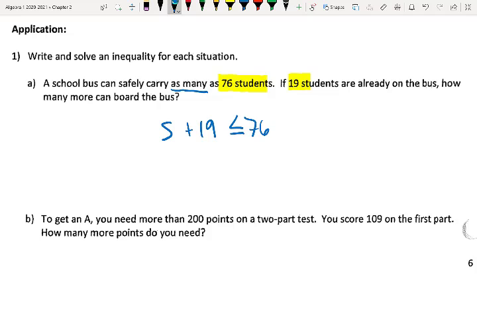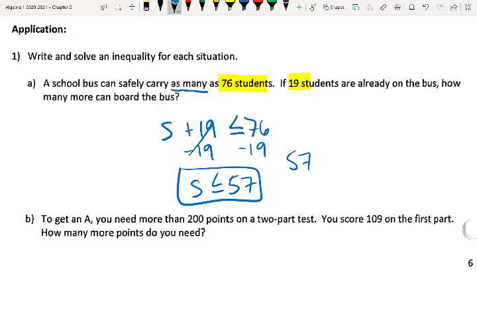Now if I go through and actually do the subtraction here, I'm going to subtract 19 from both sides. And I get S is less than or equal to 57. So we can have up to 57 more students board the bus. Let's clean that up a little bit. There we go. So we could circle that, and we could also say 57 more students can board the bus.